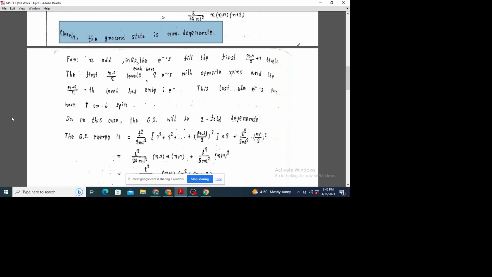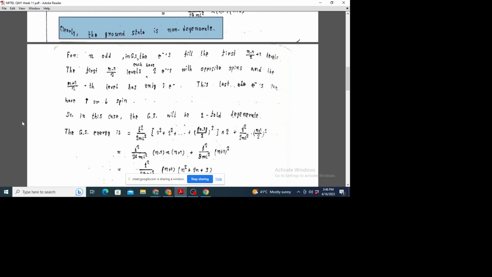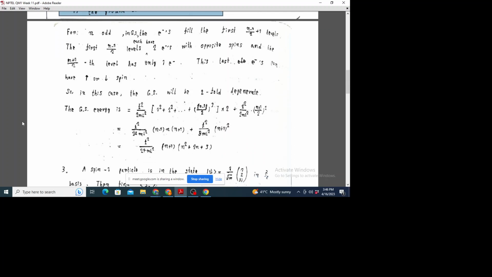All of the first n by 2 levels were completely filled up. So in the even n case the ground state was non-degenerate. But in the odd n case, the ground state is twofold degenerate. Okay, so now the ground state energy can be simply found out.